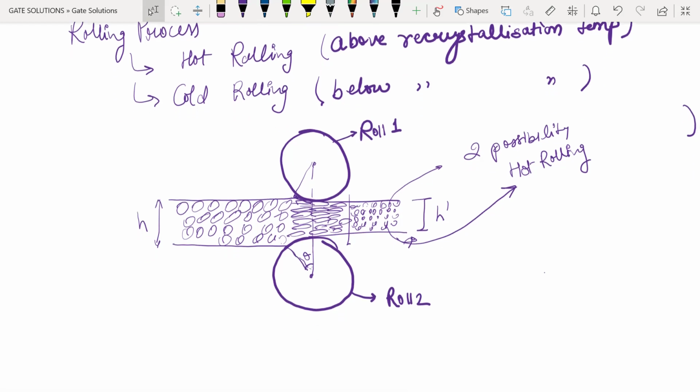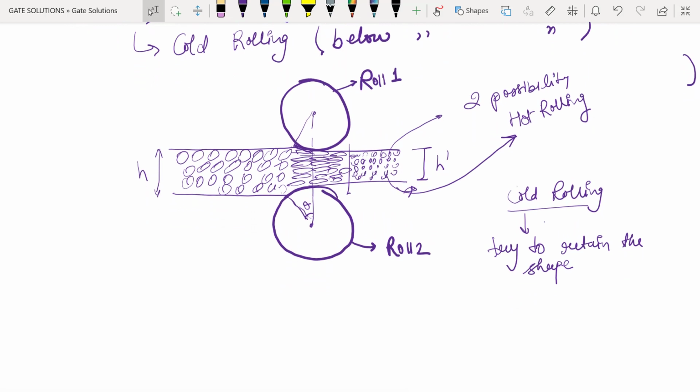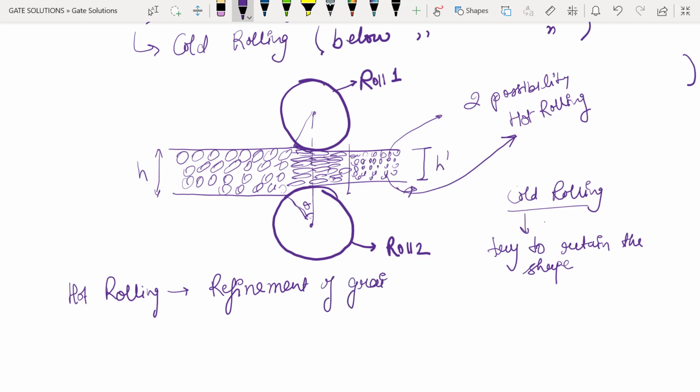Now if we are doing the cold rolling process, the grains will try to retain the shape they had earlier. What we understand from this is that in hot rolling we observe refinement of grains, but in cold rolling we don't observe such refinement.